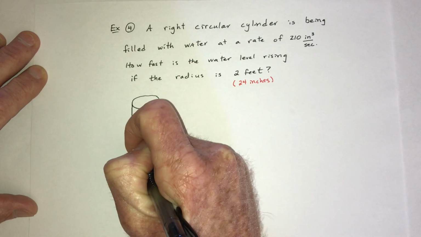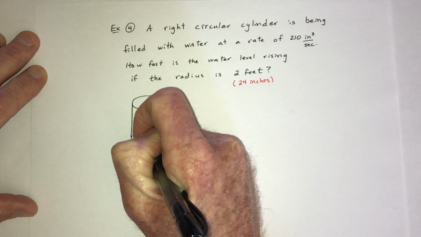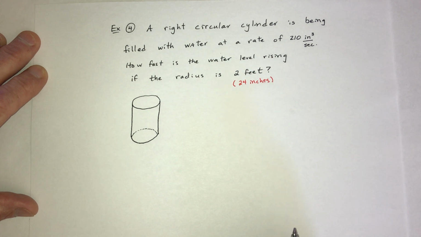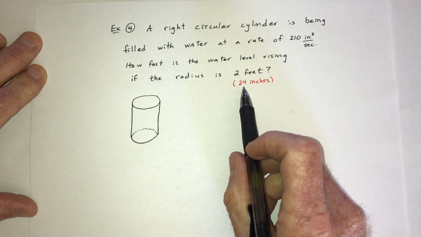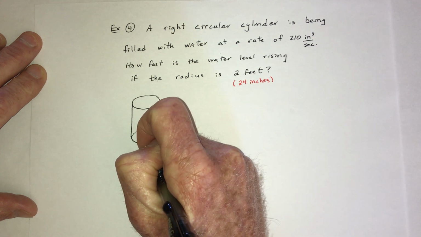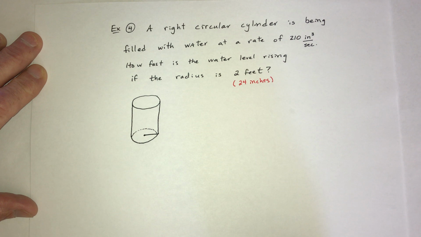Let's see how my 3D drawing skills are today. Does it look like a soda can? Thanks. Okay, so this is actually much bigger than a soda can. This is like some kind of cistern or water storage device.